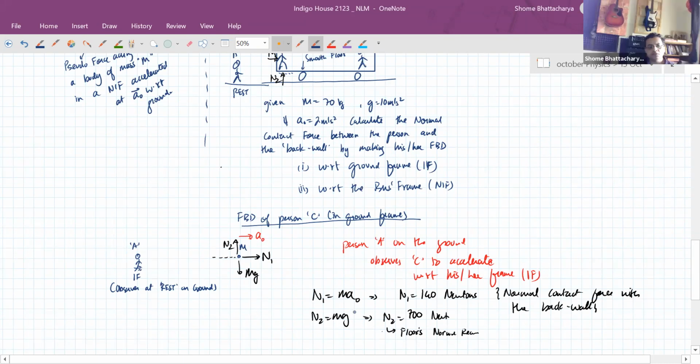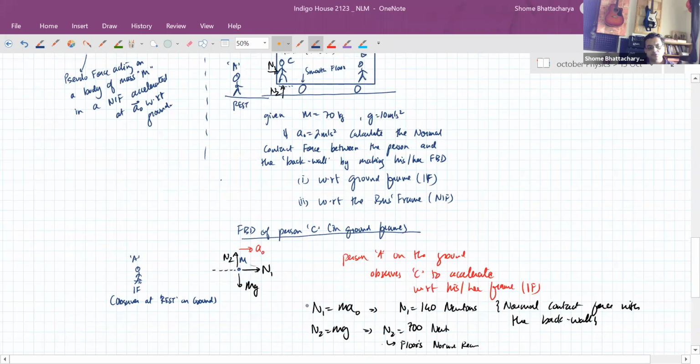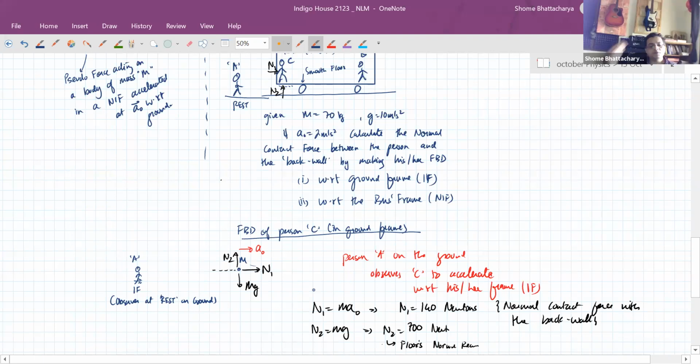So in the ground frame, that is what is happening, right? See what this person on the ground sees about that other person. That other person is accelerated, see. So that is like the bus is being accelerated. The man isn't moving inside the bus, right? Yes, but with respect to the person A, doesn't the person C have an acceleration?